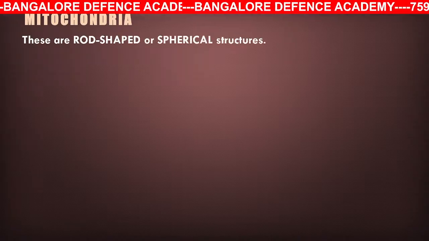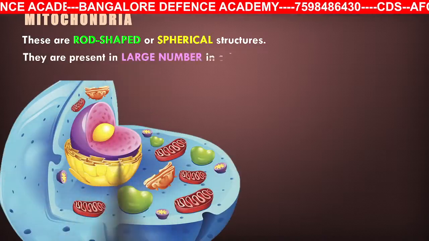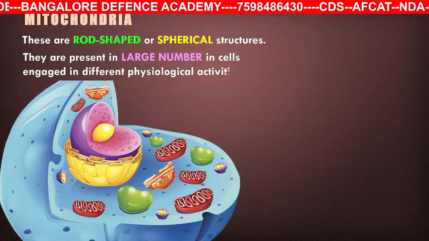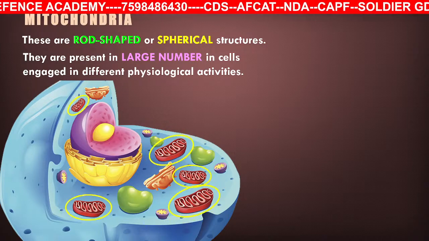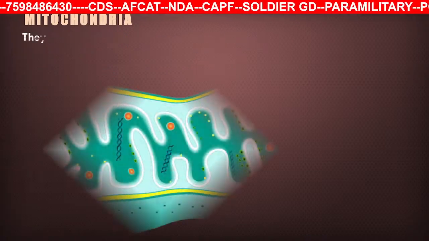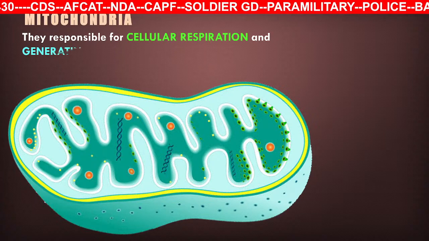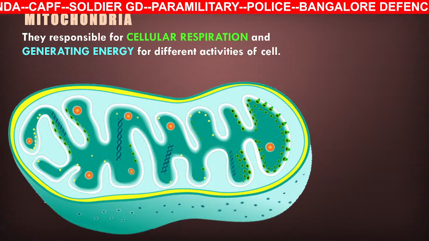Okay, next you have a very important person here, mitochondria. So these are rod shaped or spherical shaped structures, and it is present both in plant cell and animal cell. They are present in large number in cells engaged in different physiological activities. They are responsible for cellular respiration and generating energy for different activities of cell.